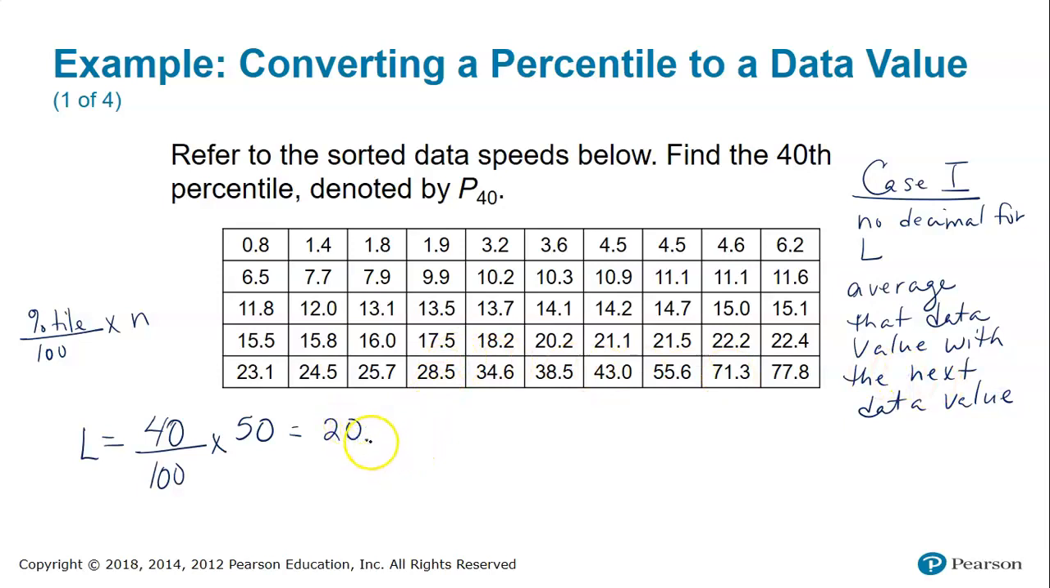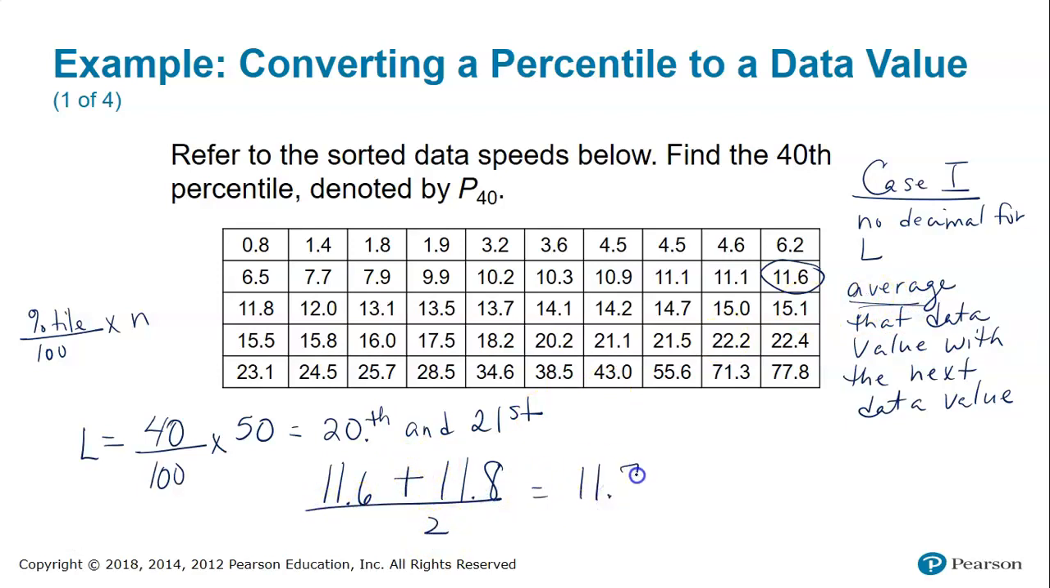So if we look at this, we said originally L was a locator value. So I've got to find the 20th data value, and the 21st data value, and average those two together. Make sure that this is in order. It's still the same data set, so it is in order. So we go to our 20th data value, 10, and then 20 puts us here at 11.6. And the 21st value is 11.8. We average those two together, so we get 11.7. And that's going to be our answer.